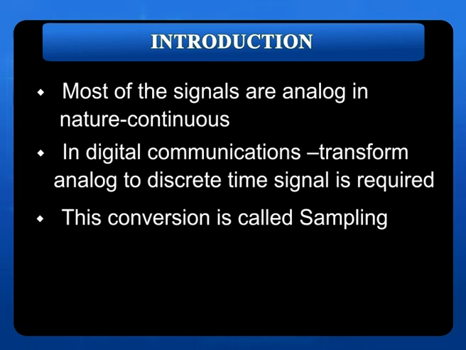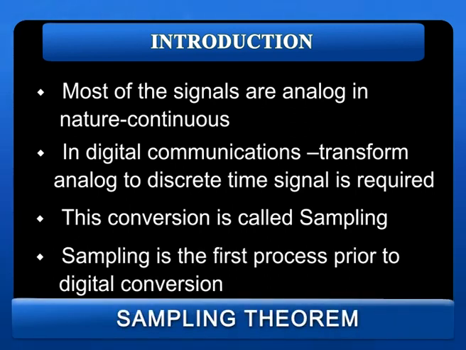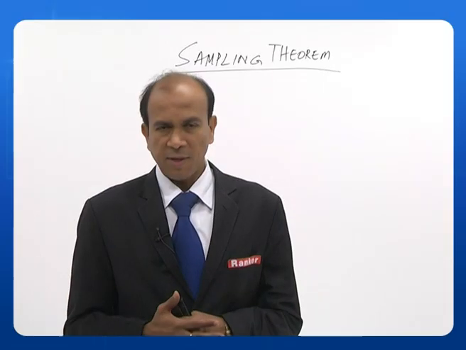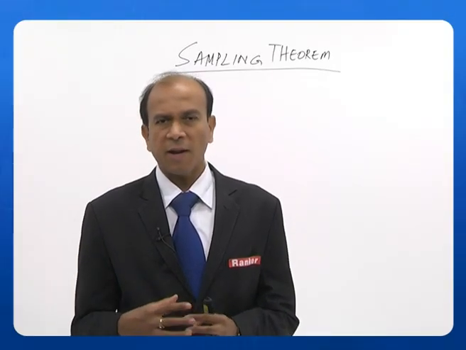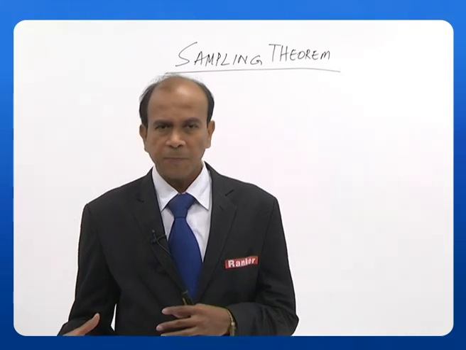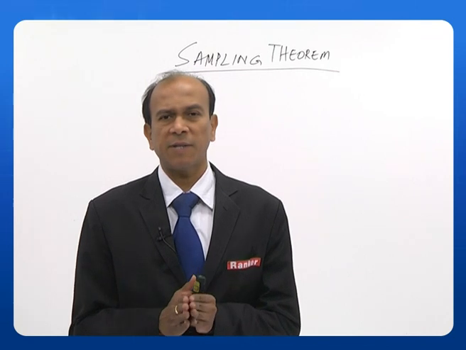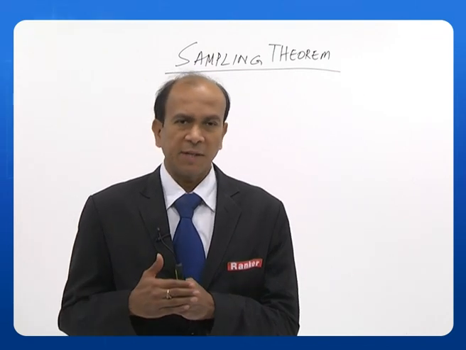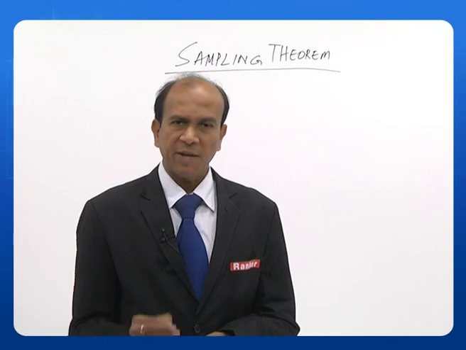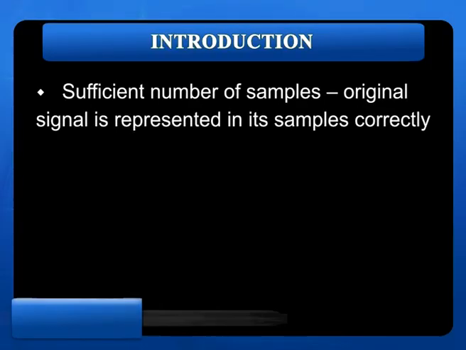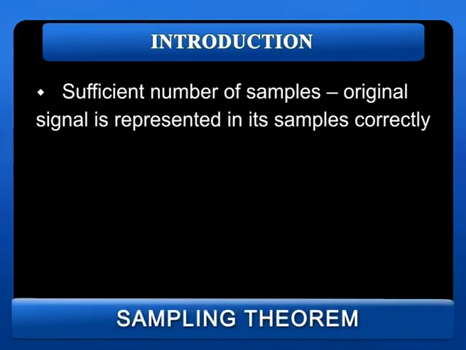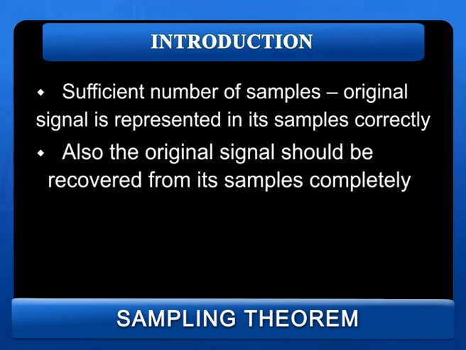So, what is sampling? As we have seen, sampling is the first process in digital communication. When I want to convert an analog signal to a digital signal, the primary step is to convert a continuous time signal into a discrete time signal. Sufficient number of samples have to be taken so that the original signal is represented in its samples correctly. Also, the original signal should be recovered from its samples completely.